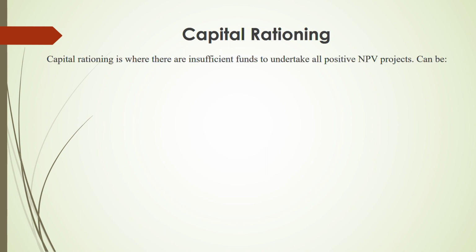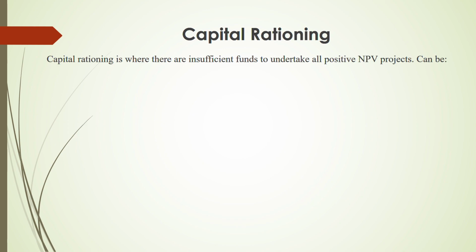Next, capital rationing. This you must have known, what is capital rationing, from your financial management also. But here we are going to study one more thing, that is known as multilinear capital rationing or multiple period capital rationing. That means more than 1 year we are having limitations. What is capital rationing first of all? It is where there are insufficient funds to undertake all positive net present value projects.